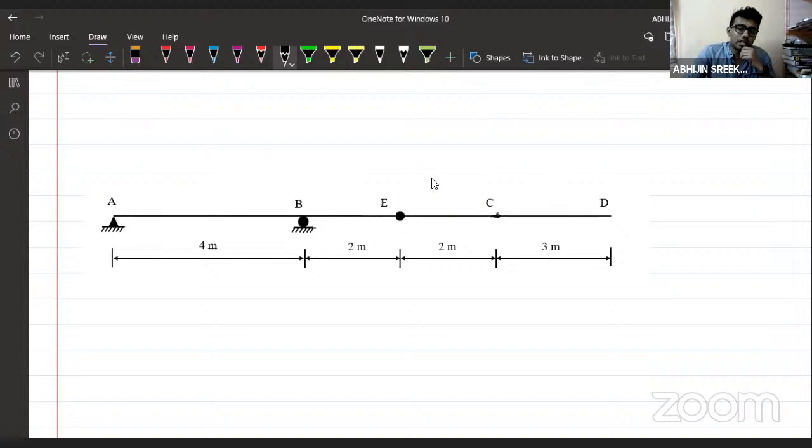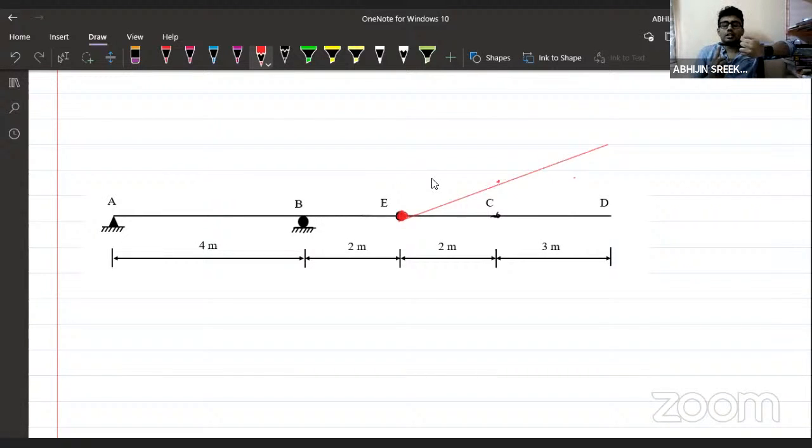This point will be coming here. Correct or not? This point will be coming here. How will the deflected profile be? The deflected profile will be somewhat like this. There will not be any change in the remaining portion. The remaining portion will remain as it is. Why? Because there is continuity in this member. There will not be any change in this member. It will be somewhat like this.